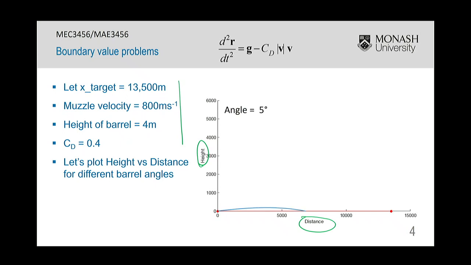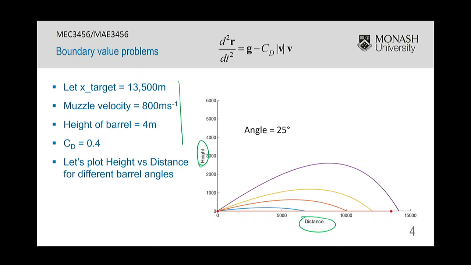Let's see what happens when we choose an angle of 5 degrees. We get the blue curve there. We see that the projectile doesn't go very high, but it goes about 7,000 meters. If we change the angle to 10 degrees, we get to about 10,000 meters. Change the angle to 15 degrees, we probably get to about 12,500. 25 degrees, we're probably around 14,000. 35 degrees, closer to 15,000, etc. So the distance the projectile travels depends on the angle of the barrel.